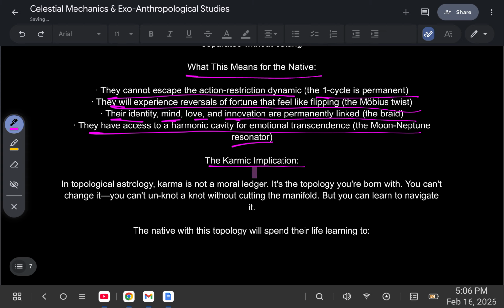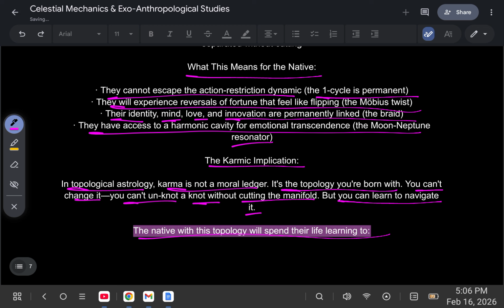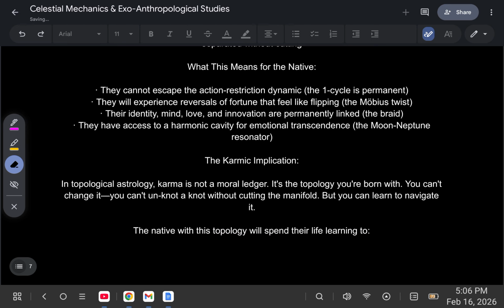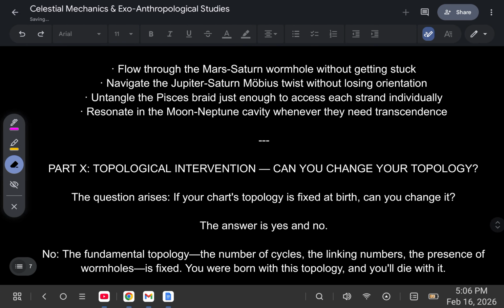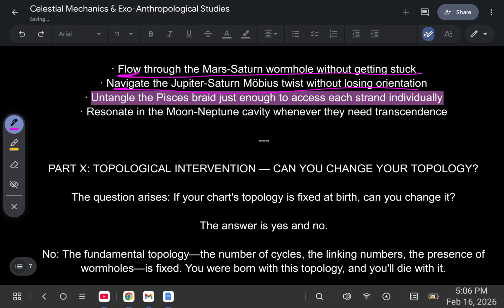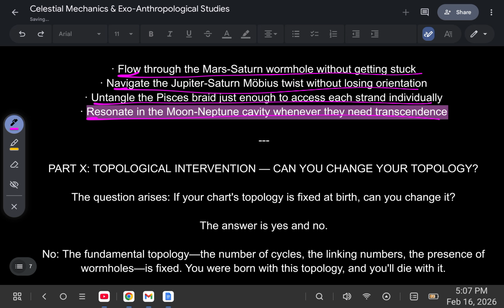The karmic implication. In topological astrology, karma is not a moral ledger. It's a topology you're born with. You can't change it. You can't unknot a knot without cutting the manifold, but you can learn to navigate it. The native with this topology will spend their life learning to flow through the Mars-Saturn wormhole without getting stuck, navigate the Jupiter-Saturn Mobius twist without losing orientation, untangle the Pisces braid just enough to access each strand individually and resonate in the Moon-Neptune cavity whenever they need transcendence.